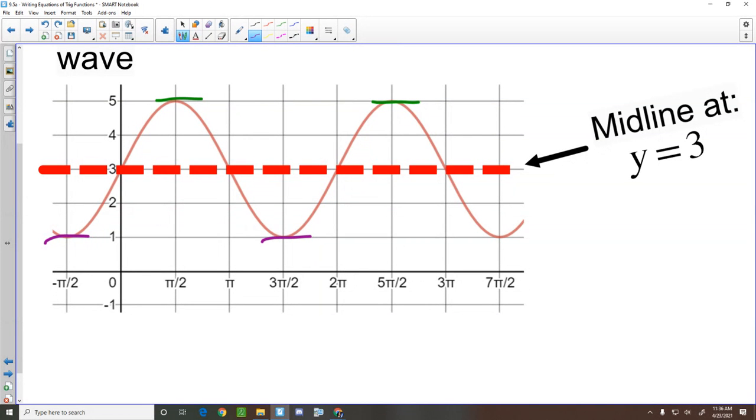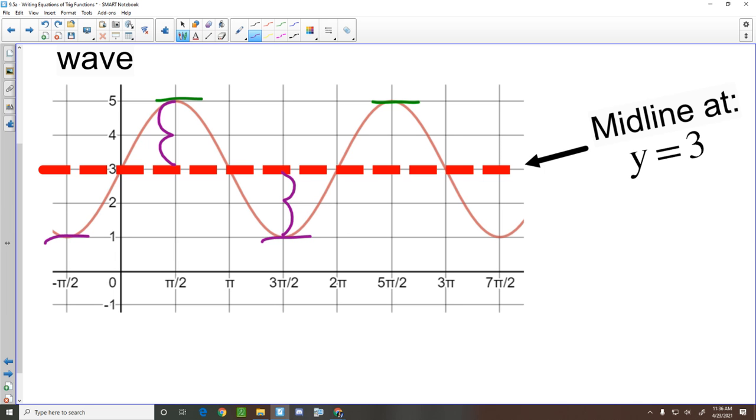It's got to be the same distance. So if I start at the midline and I count up to the top, that's 1, 2 units to the top, but also it's 1, 2 units down to the bottom, to the trough. So because that midline is 2 units below the crest and above the trough, we know that that is definitely the midline. It's perfectly in the middle of the highest point and the lowest point of the wave.